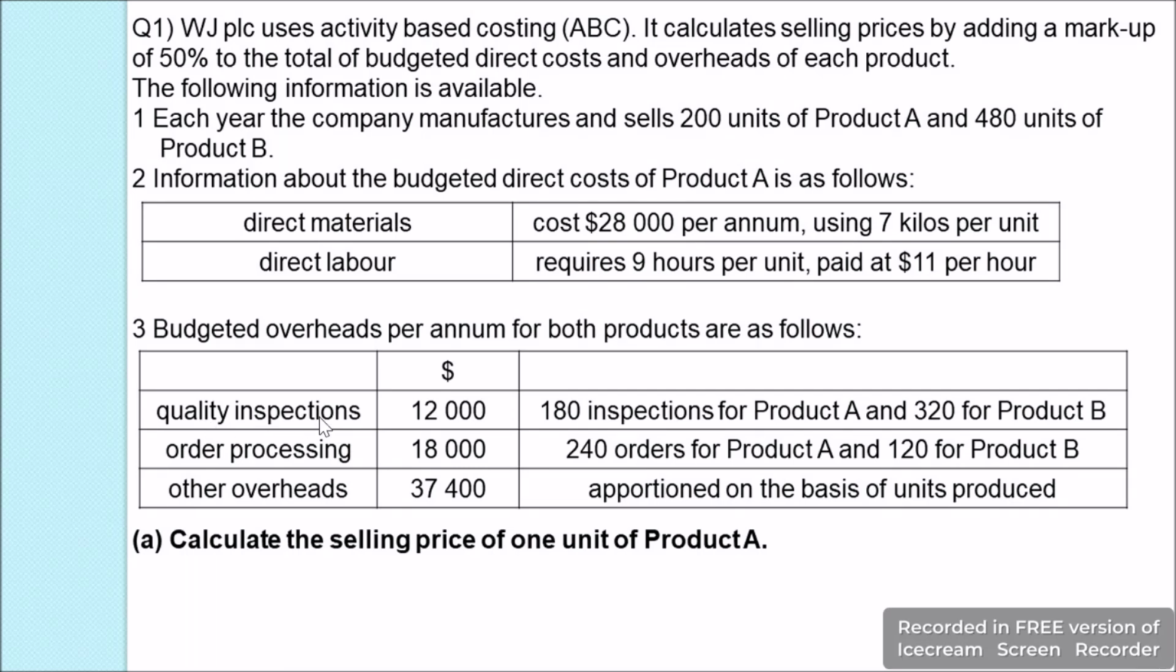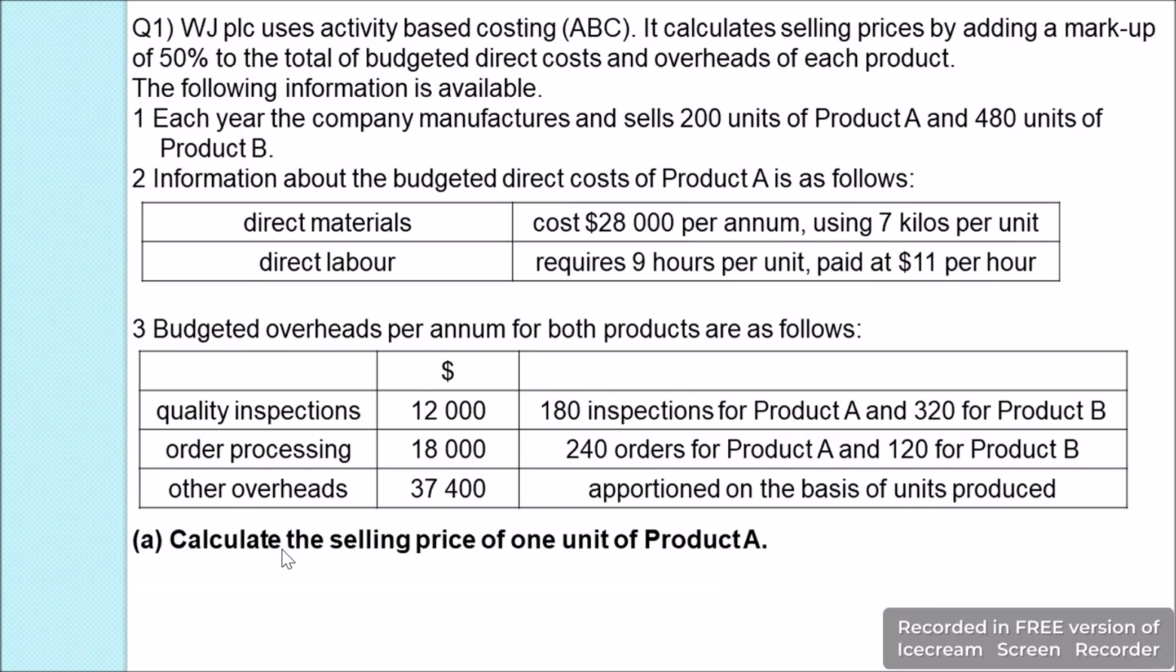Quality inspections, the value is $12,000, 180 inspections for product A and 320 for product B. Order processing, $18,000, 240 orders for product A and 120 for product B. Other overheads, $37,400, apportioned on the basis of units produced.